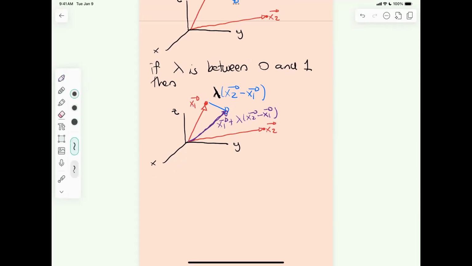And in fact, I can erase this one because I'm no longer using it, just to make the picture less confusing. So I'm adding the two vectors and I get that purple vector there. Okay.